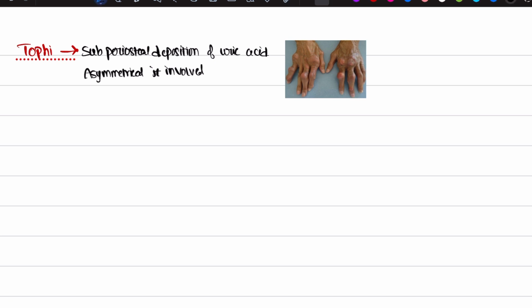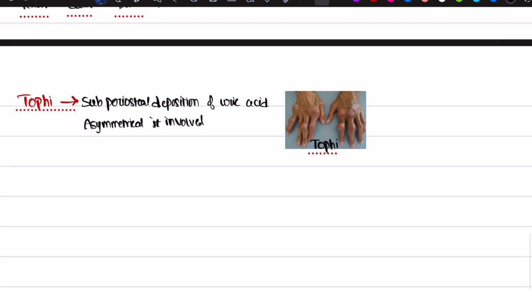So let me write it, the tophi. This is tophi, and if there is an increase in the monosodium uric acid crystals, they will accumulate and be stored in the kidneys as well. If more uric acid crystals are stored in the kidneys, that will cause nephrolithiasis. Nephrolithiasis means stones in the kidneys. What kind of stones? These are uric acid stones.